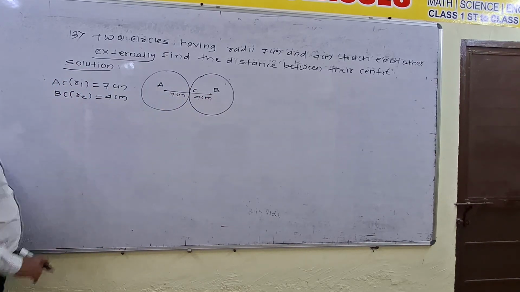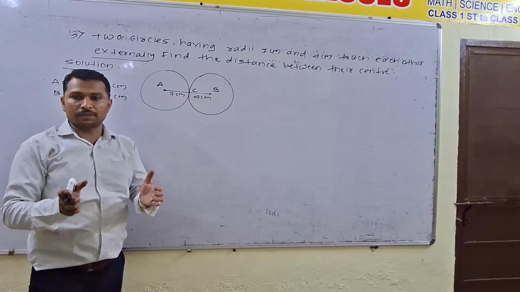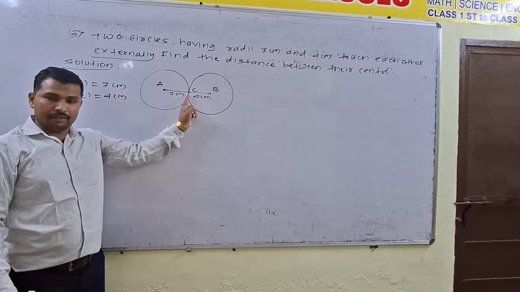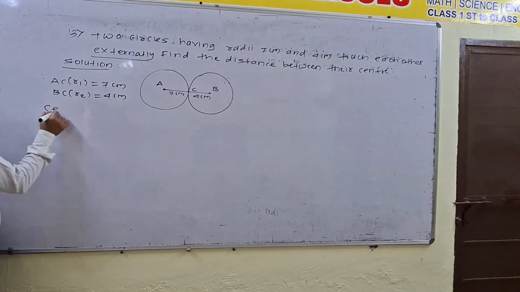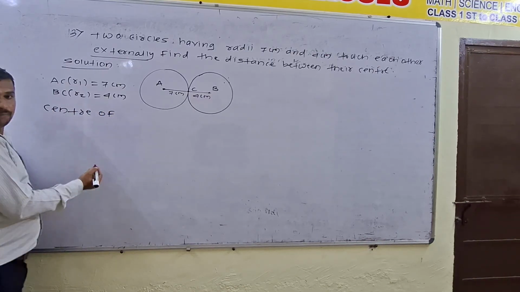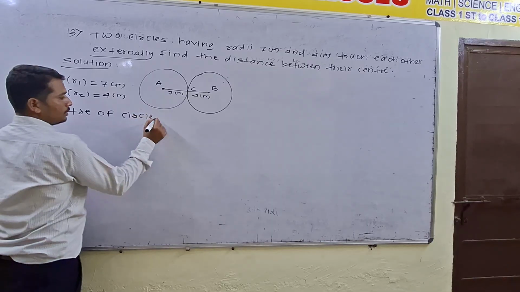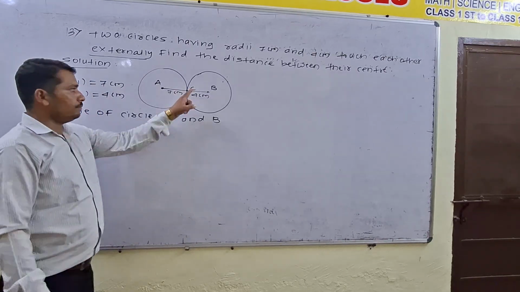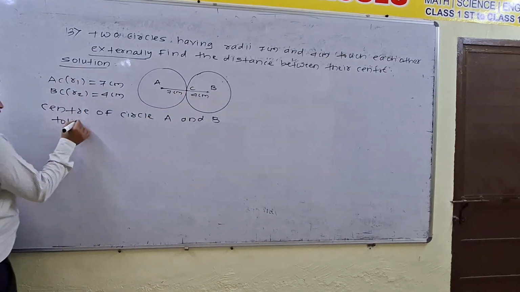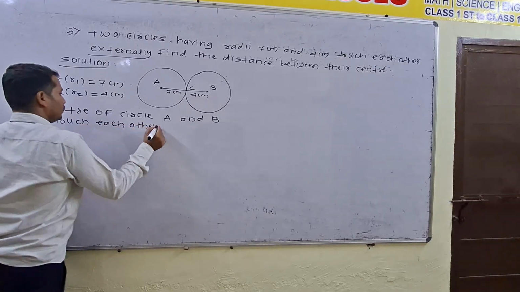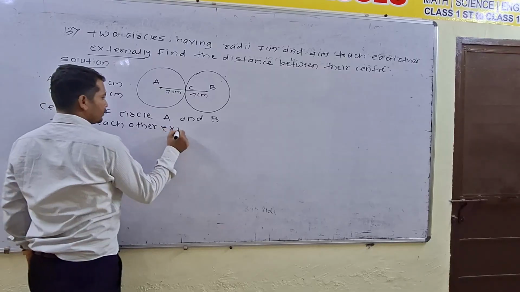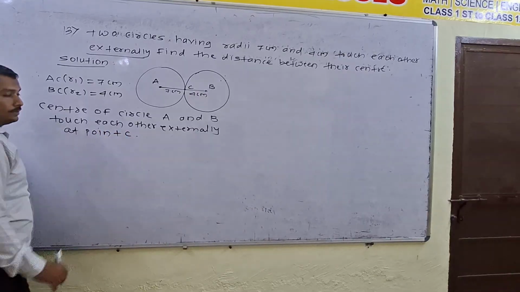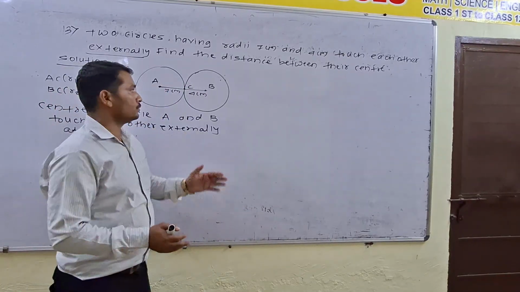So that is why I write down there again. Centers of circles A and B touch each other externally at point C. Write down the words again: centers of circles A and B touch each other externally at point C. If circles are touching externally, we have addition.